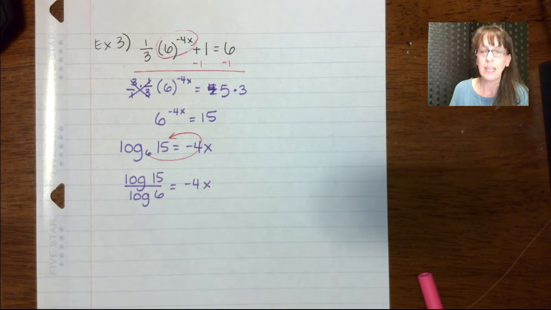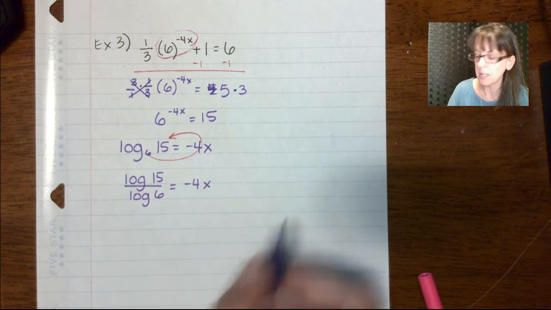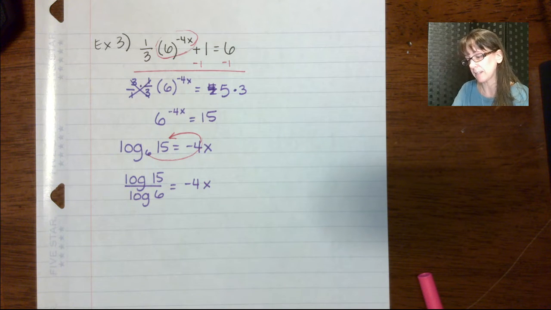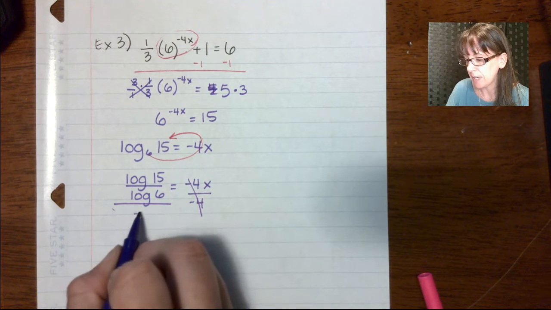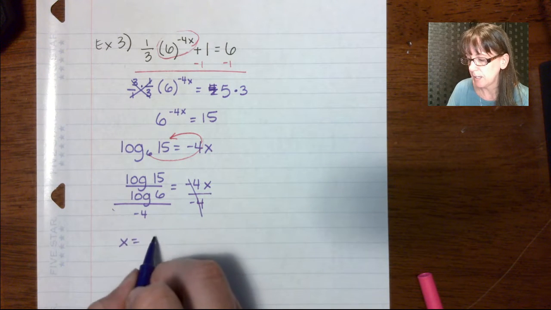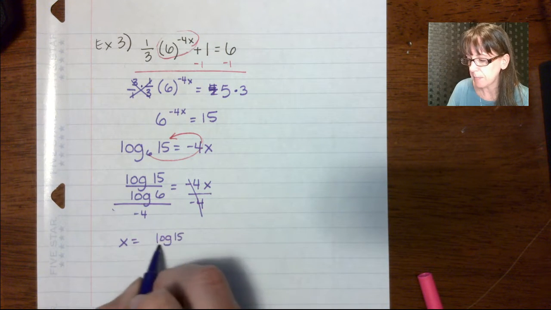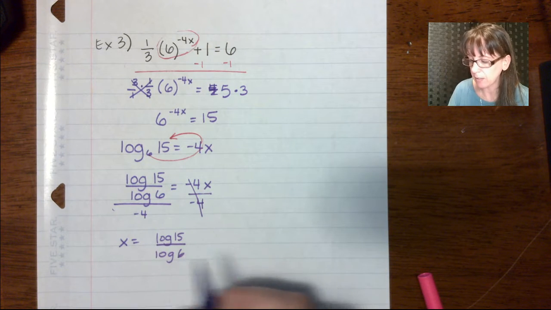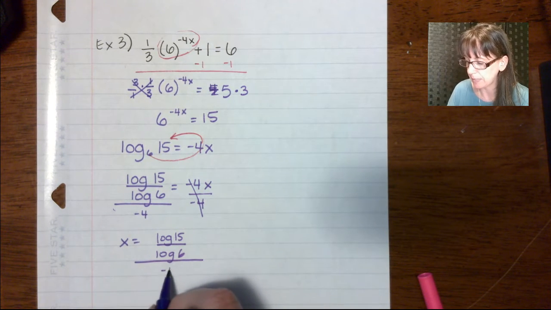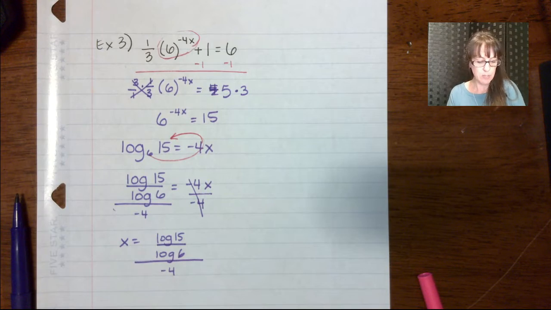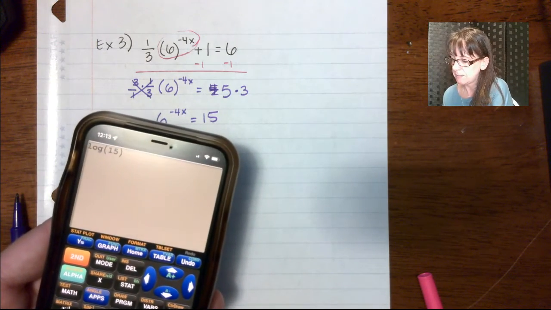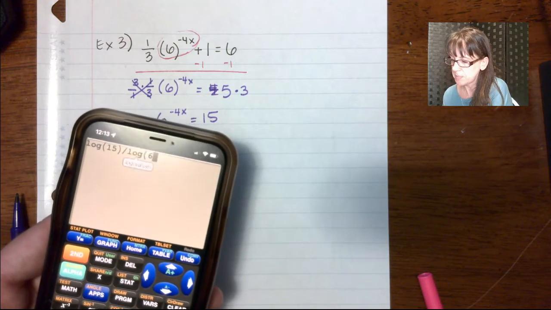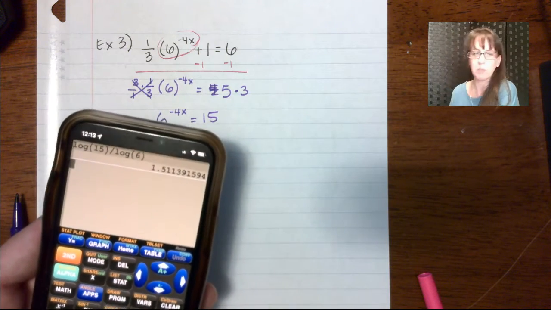The opposite of multiplying negative 4 times x is dividing. So I'm going to divide by negative 4 and divide by negative 4. So x equals log 15 divided by log 6, and whatever that garbage is, we're going to divide it all by negative 4. So this is what we enter into our calculator. Log 15 divided by log 6 gives me 1.5139, blah blah blah.